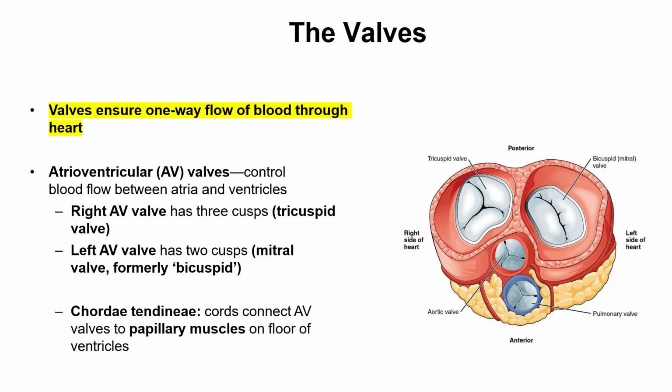Chordae tendineae are collagenous fibers that connect the atrioventricular valves to the papillary muscles on the floor of the ventricles.